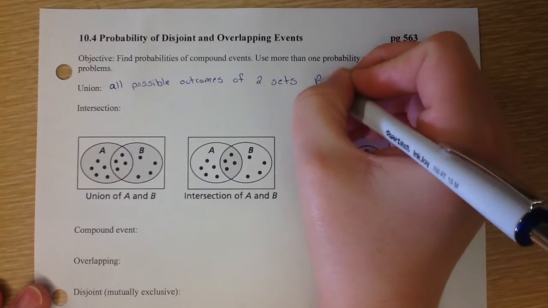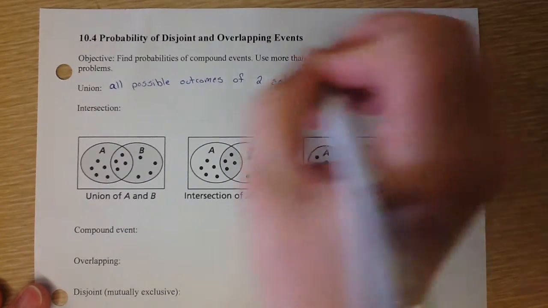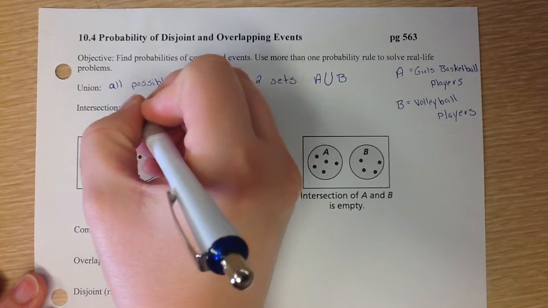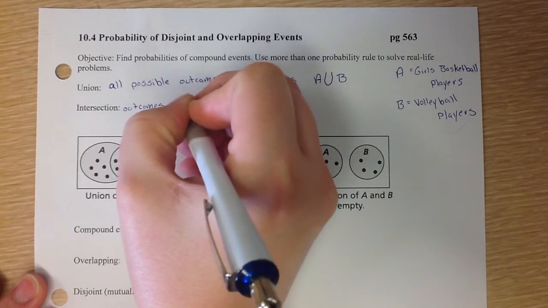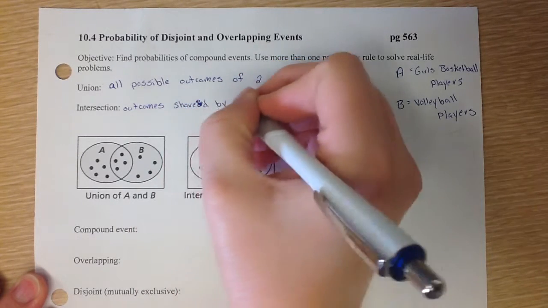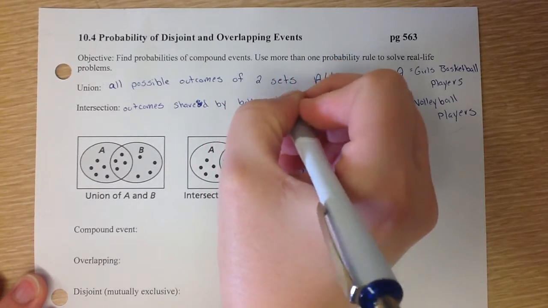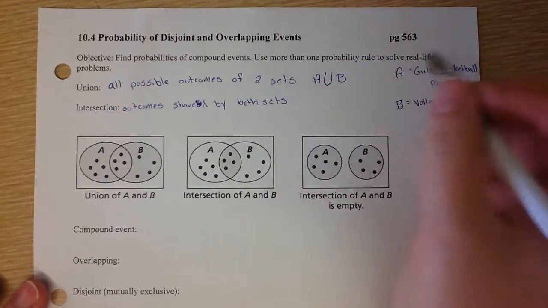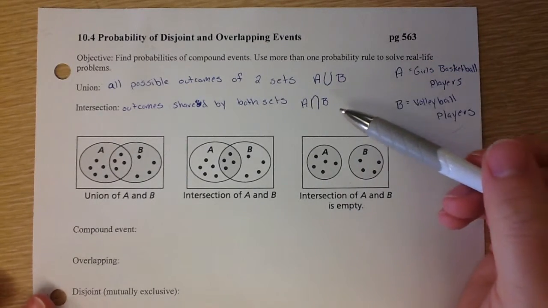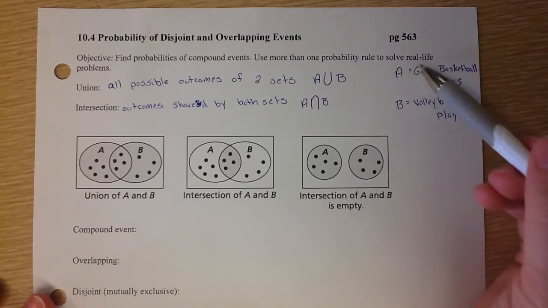And I would write that as A and then a big U, B, just a big horseshoe, A union B. That means I'm putting the two sets together and getting all of the outcomes from both sets. Whereas an intersection is just the outcomes shared by both sets. So over here, the intersection, and again this is written A and a big upside down U, B. This is the intersection of A and B. This is only the girls who play in both.